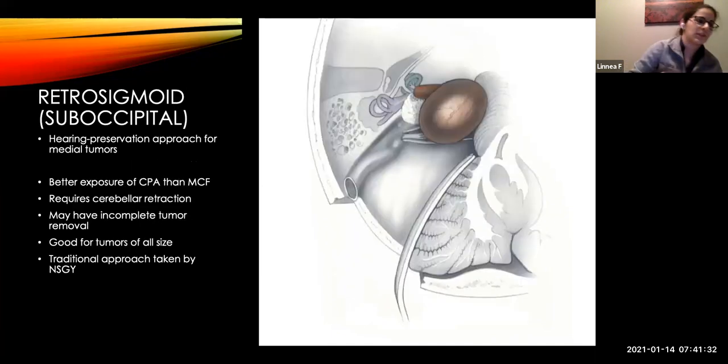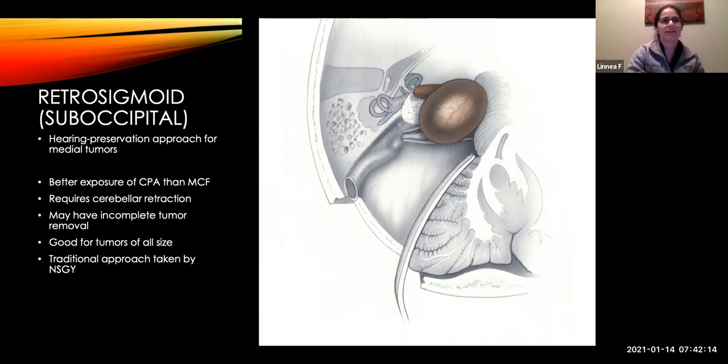Retrosig, also affectionately known as a suboccipital approach by neurosurgeons, is the traditional approach taken by neurosurgery, where you're doing a craniotomy. Again, there will be more pictures later, and you actually do have to retract the cerebellum out of the way to get into this area. It's a better exposure of the CPA than the middle cranial fossa approach. It aids hearing preservation for more medial tumors, but to see all of that area you'd have to drill out the otic capsule, which you're not going to do. There could be more of a blind spot, so you might not clear all of the tumor. There's also a slightly higher risk of CSF leak.